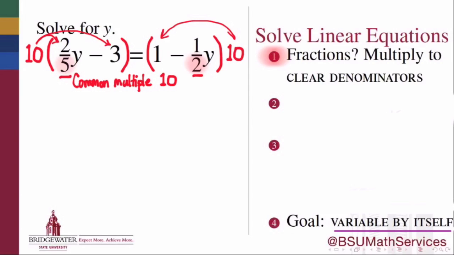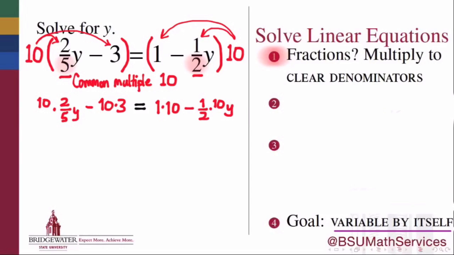This will have the effect, after distributing the multiplication and simplifying, of reducing your equation, which used to have fractions in it, into an equation involving only whole number coefficients, which is a little easier to solve.